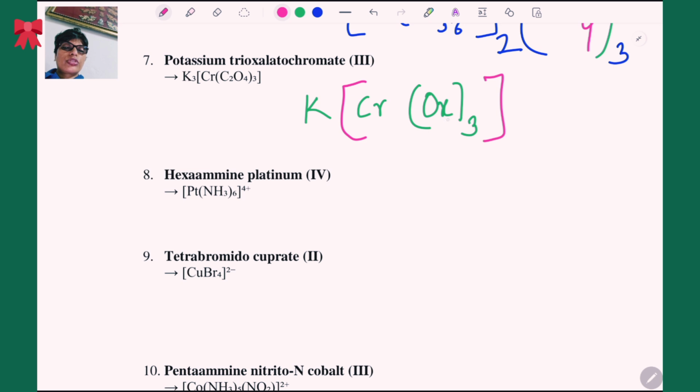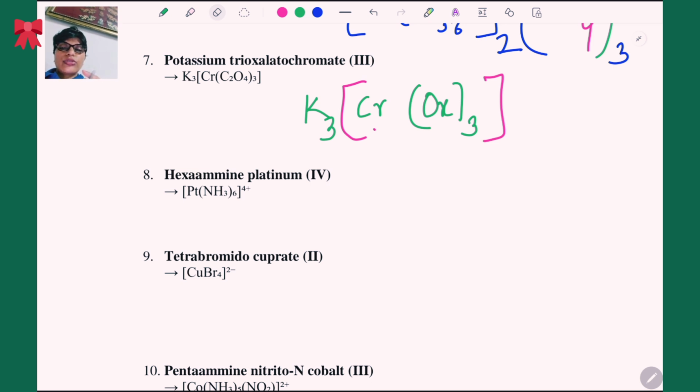Do the calculations. Oxalate is -2. -2 into 3 is -6. Chromium's oxidation state is already given here, 3. So write down 3. Solve this. So +3 -6 is -3. Potassium has to be how much? It has to be +3. So accordingly you will do it K3, and this will be your real answer. Please clean the rough work after the question is solved.